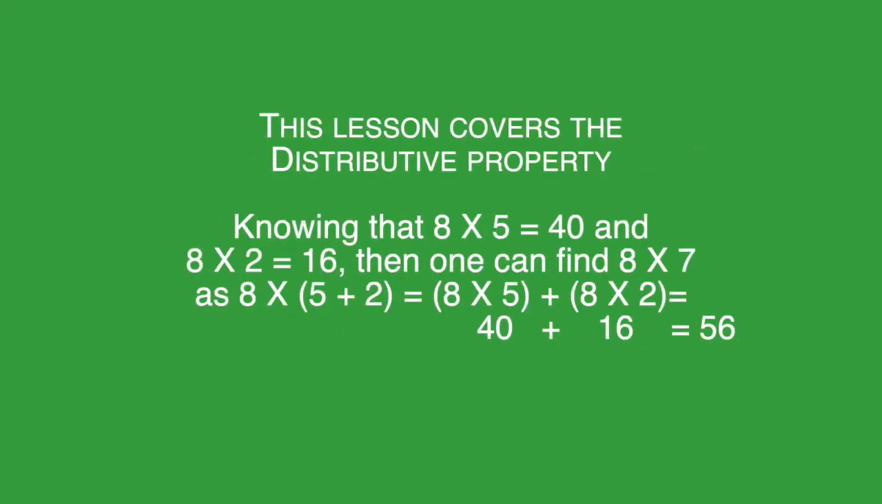In this lesson, we will look at the distributive property. Knowing that 8 times 5 equals 40 and 8 times 2 equals 16, then we can find the product of 8 times 7 by looking at it as a deconstructed number. So I can think of 8 times 5 plus 2, we deconstructed the 7, is going to equal 8 times 5 plus 8 times 2. So 8 times 5 is going to equal 40, plus 8 times 2 is 16, and we get the product of 56.